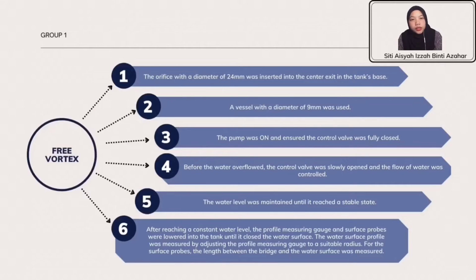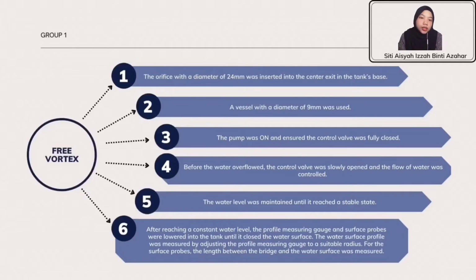Number 1, the orifice with a diameter of 24 mm was inserted into the center exit in the tank base. Number 2, a vessel with a diameter of 9 mm was used. Number 3, the pump was turned on and it was ensured the control valve was fully closed. Number 4, before the water overflowed, the control valve was slowly opened and the flow of water was controlled. Number 5, the water level was maintained until it reached a stable state.